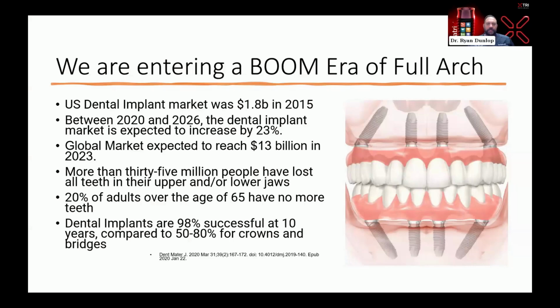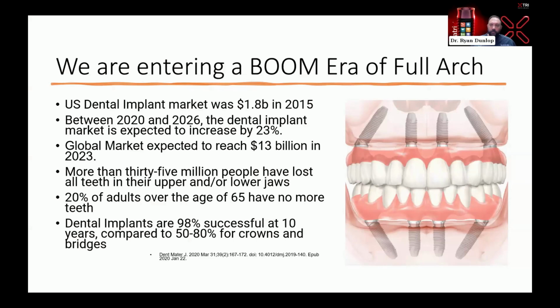The dental implant market in 2015 in the US was valued at around $1.8 billion. That's a pretty big market already. But by 2026, that's expected to grow at least 23% a year. So we're experiencing double-digit growth in the implant sector and have been for at least 10 years. The global market for dental implants is expected to reach 13 billion by 2023. Obviously, we're past that. It's somewhere in the range of 14 billion worldwide now in 2024. And I believe it's supposed to pass 15 billion by the end of 2025.